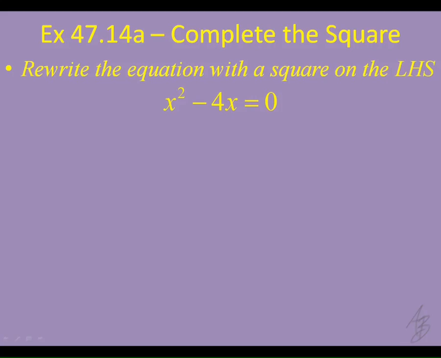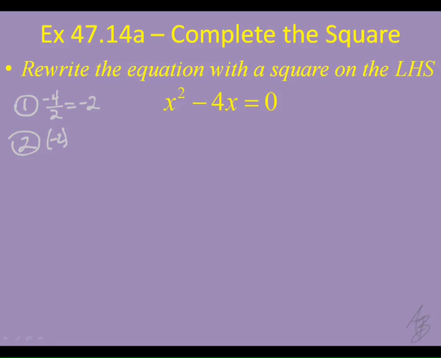Yeah, that's from example 47.14, but it's just the x part of it, right? So we're going to look at what's going to happen with just the x part here. What does step 1 say to do? Okay, so we're going to divide the coefficient of the linear term by 2. So in this case, we're going to take negative 4 and divide it by 2, and we get what? Negative 2, okay. Step 2 says to square that.